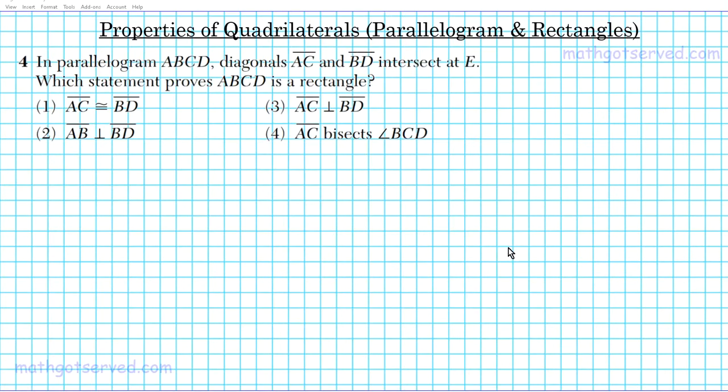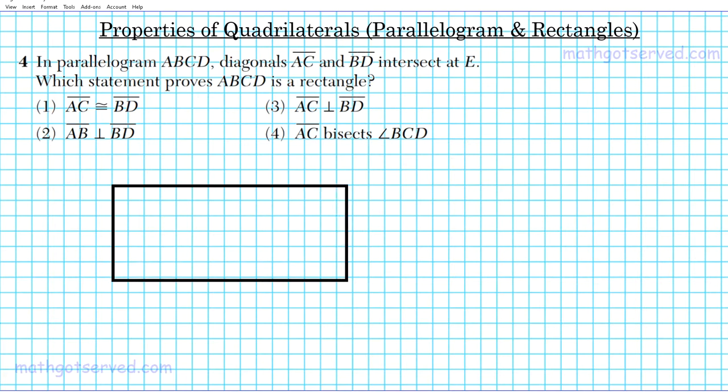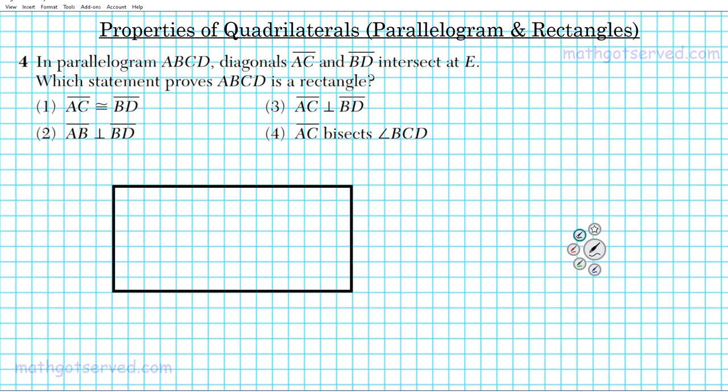So now what we're going to do is give ourselves a visual, to make sure we get everything correct. We're going to draw a parallelogram that looks like a rectangle, and then put in the labels. So it's parallelogram A, B, C, D, and then you have the diagonals AC and BD. They intersect at point E. So let's look at the options that we have here.